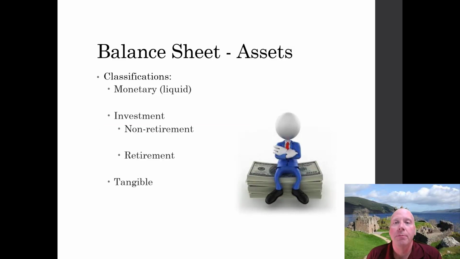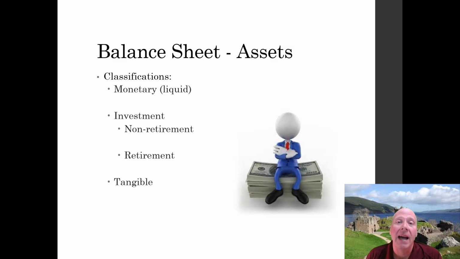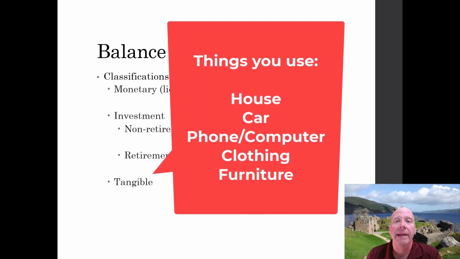We're going to have your investment assets, and I like to break these into non-retirement and retirement. Very simple to figure out which is which here. If an account is strictly for retirement, it's going to go into the retirement investment category. If the money can be used for anything, not necessarily retirement, it goes in the non-retirement category. And then the last category we use is called tangible assets, and these are the things that you own and you use in day-to-day life. So this would be your computer, your phone, your car, your clothing, your furniture, and those types of things.